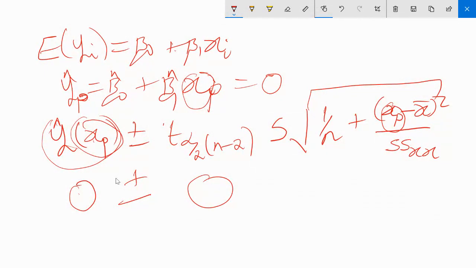So this is what we are going to do when we are estimating the confidence interval of the mean. Now let's go to the last one, which is the confidence interval for the individual. So we have yi, which is equal to beta 0 plus beta 1 xi plus ei.